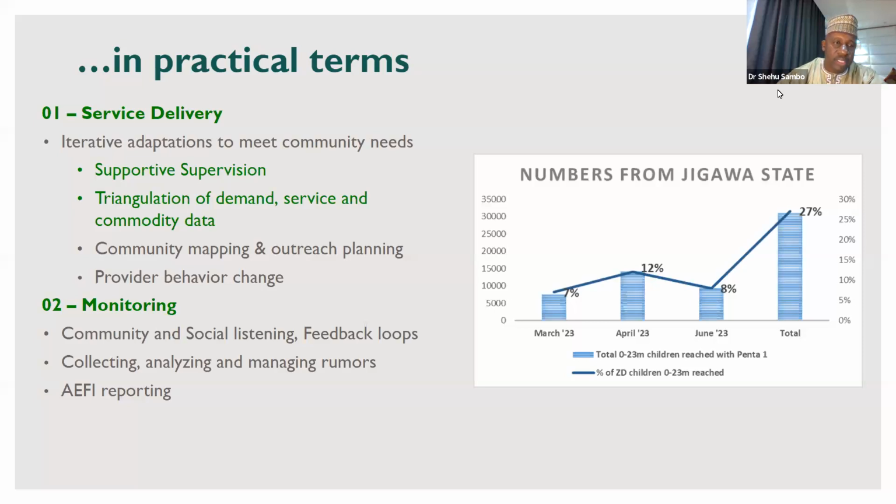Okay, so now service delivery. I think we have said supportive supervision. We triangulate demand, service, and commodity data, community mapping, and outreach planning. Then provider behavior change. Some respondents, caregivers, parents, mothers, tell us that it's the behavior of the caregiver that's making them not come. So we are also working on that.